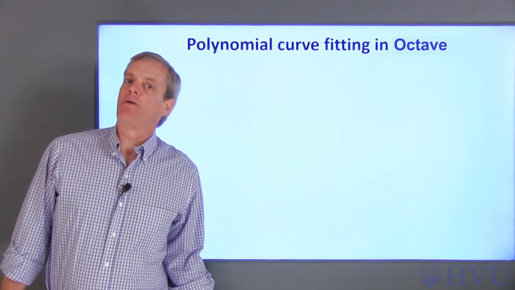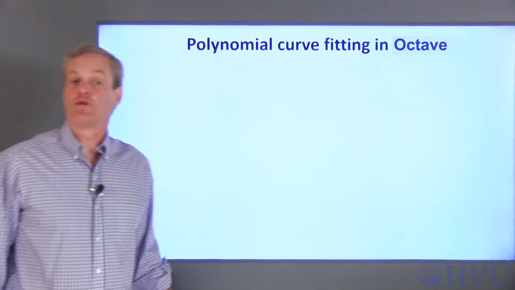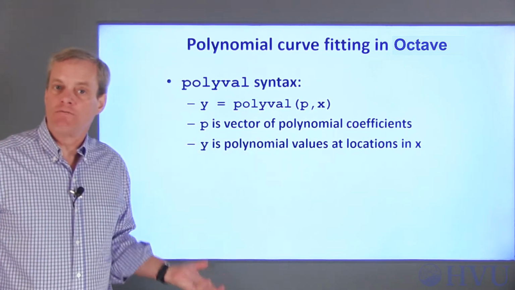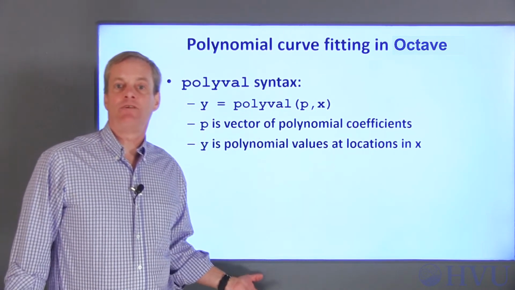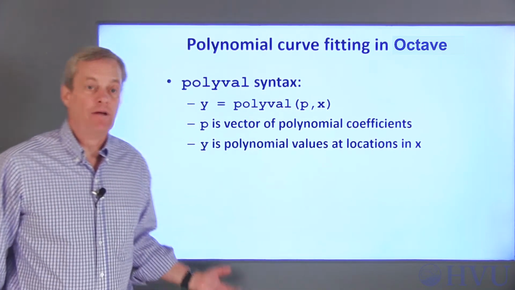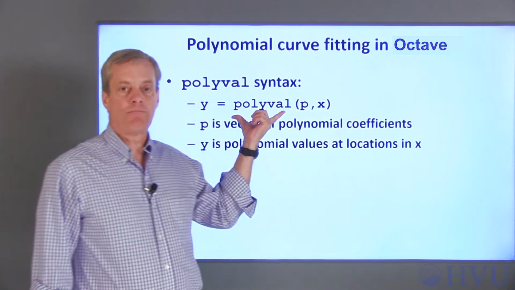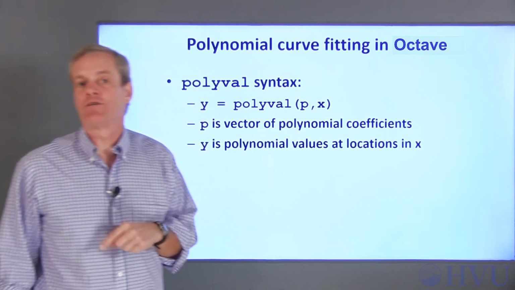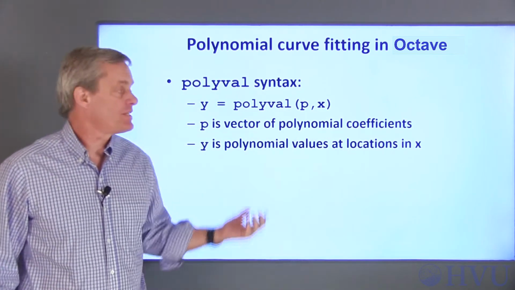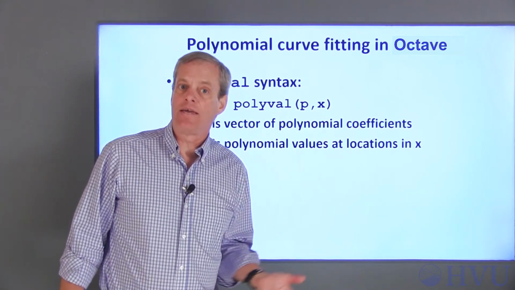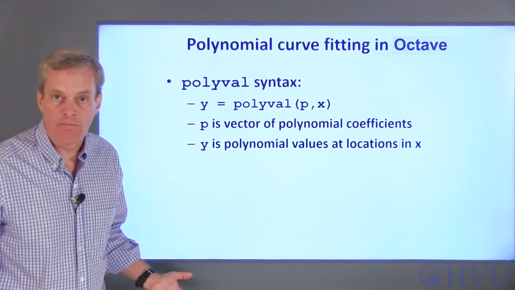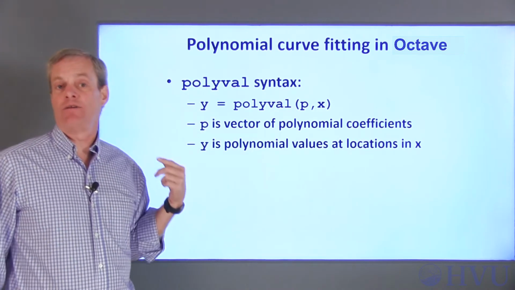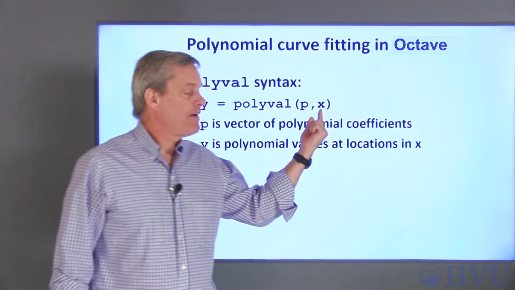Now let's talk about polynomial functions that are useful for curve fitting. The polyval function determines the value of a polynomial at a specific value of the independent variable. The syntax is y is equal to polyval of p, x, where p is a vector containing the polynomial coefficients, and x is an array containing the values of the independent variable. The function returns an array y, which corresponds to the values of the polynomial at the values given in the array x.